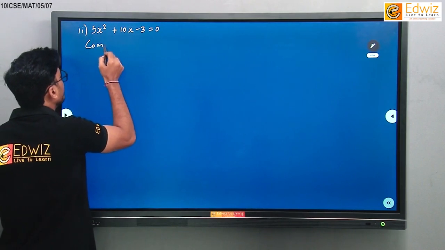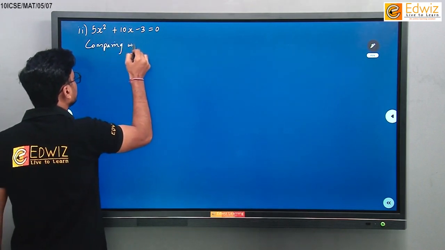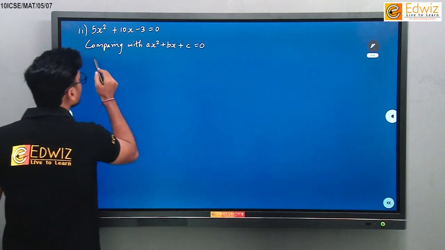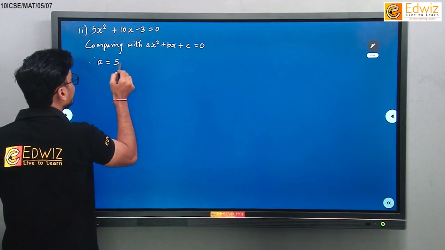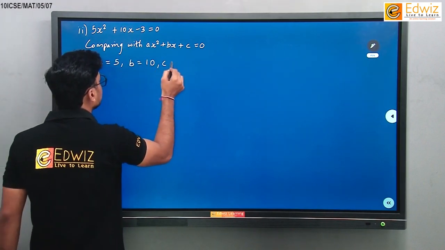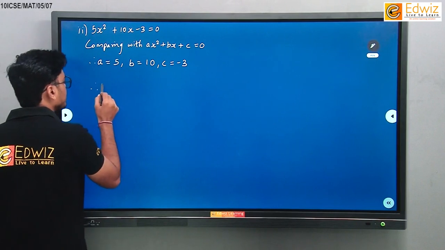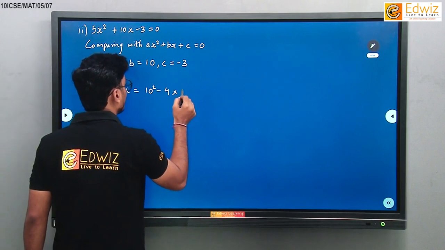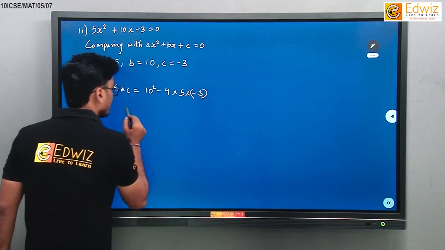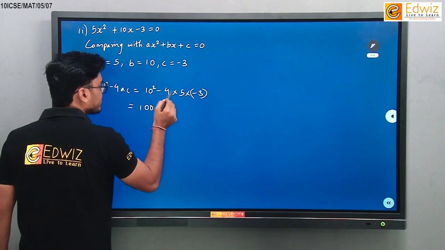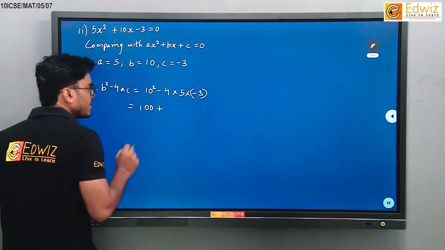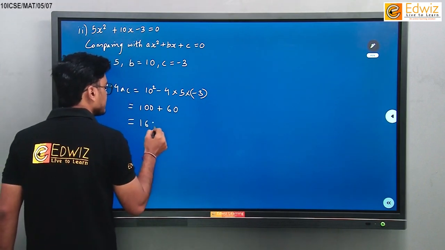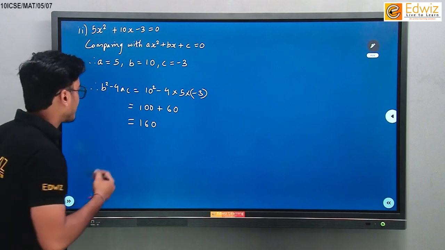First step, compare with the standard form: ax square plus bx plus c equal to 0. So the value of a is 5, b is 10, c is minus 3. What is b square minus 4ac? 10 square minus 4 into 5 into minus 3. Okay, so this is 100. Minus 4 into minus 3, the answer will be positive, and 4 5s are 20, 20 into 3 is 60. 160 is the value of this.